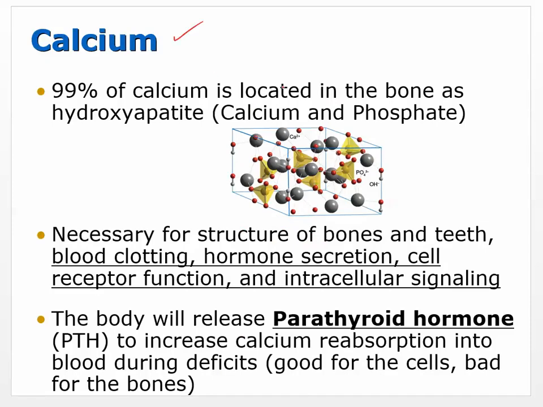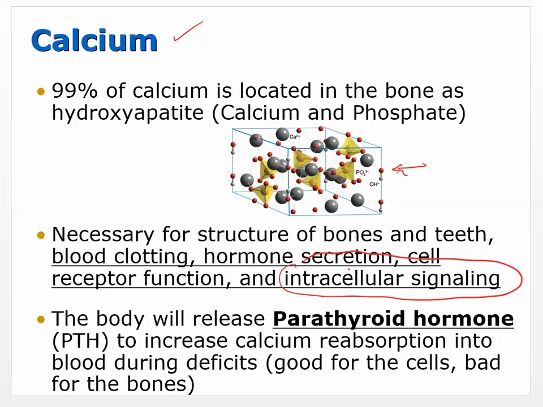Okay, so let's quickly go through calcium. Sorry, this is so long. Calcium, 99% of calcium is located in the bone. That's where most of it is found. Necessary for structure of bones and teeth, so it is important. Blood clotting, it's like a cofactor for a lot of different clotting factors, so you need calcium for that. Hormone secretion, cell receptor function, intracellular signaling. This is a big one, this intracellular signaling.